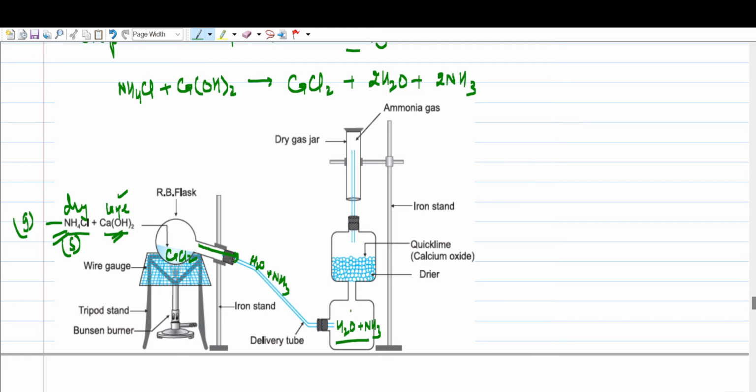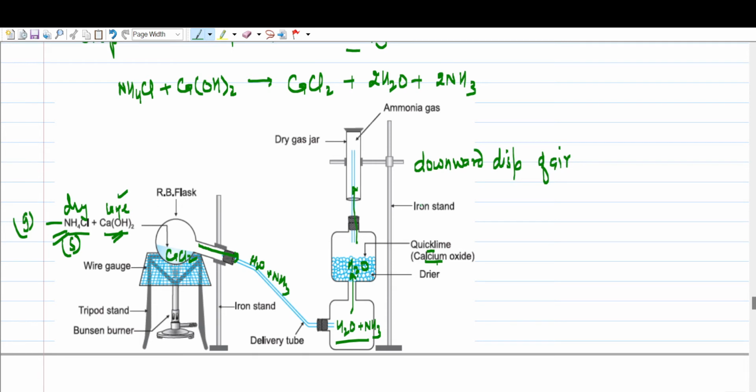Now since they are gases, they will rise up. As soon as they rise up, we have a container where there is quicklime. So quicklime acts as a drying agent. It absorbs the moisture of water and we will get ammonia gas. This ammonia gas is collected by downward displacement of air. Children, you did HCl. In HCl, what was it? It was upward displacement. Okay, and here ammonia, it is downward displacement.